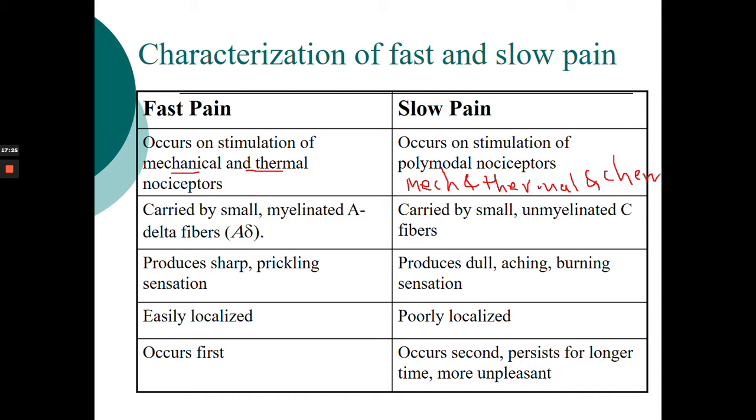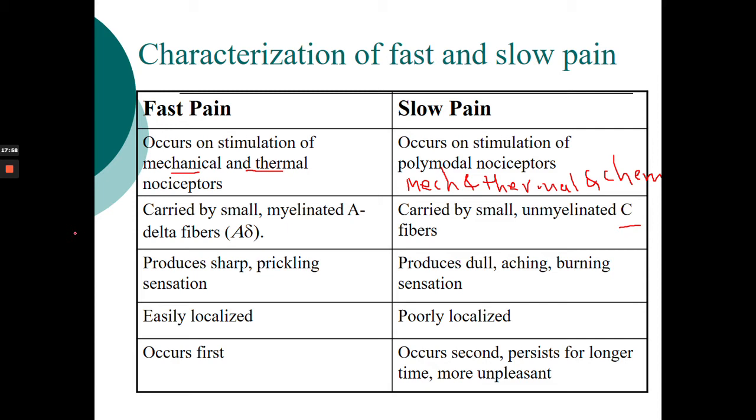Fast pain is usually carried through A delta fiber, the smallest myelinated fiber. Slow pain is carried through unmyelinated C fibers. Fast pain produces a very sharp, pricking, electric pain. Slow pain produces a dull, aching, throbbing, burning pain that is very hard to describe.